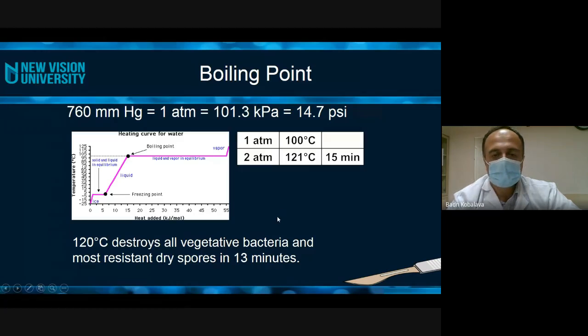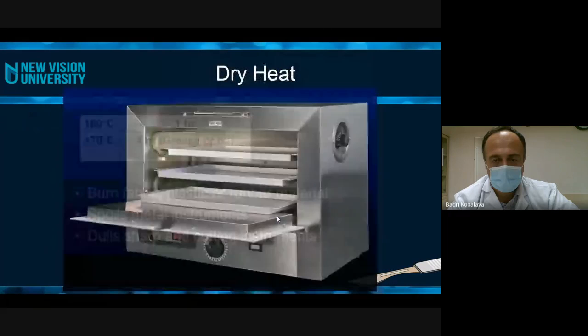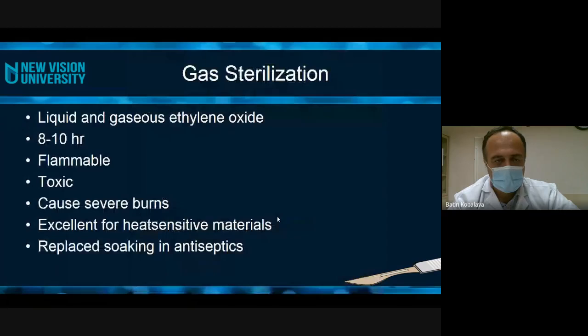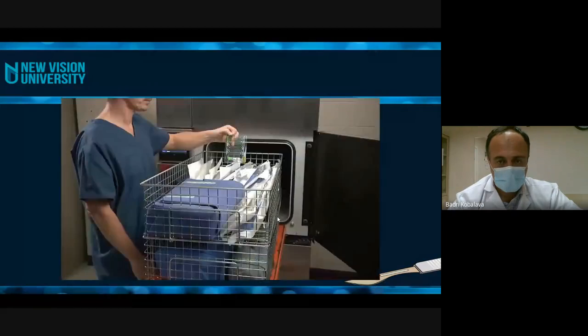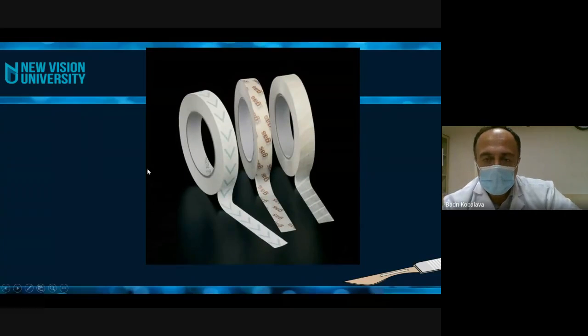And we use special strips for that. I will show. These strips. There are strips for the autoclave or gas sterilization. These strips are placed inside together with the instruments, and they change color if the temperature inside the autoclave reaches 121 degrees.